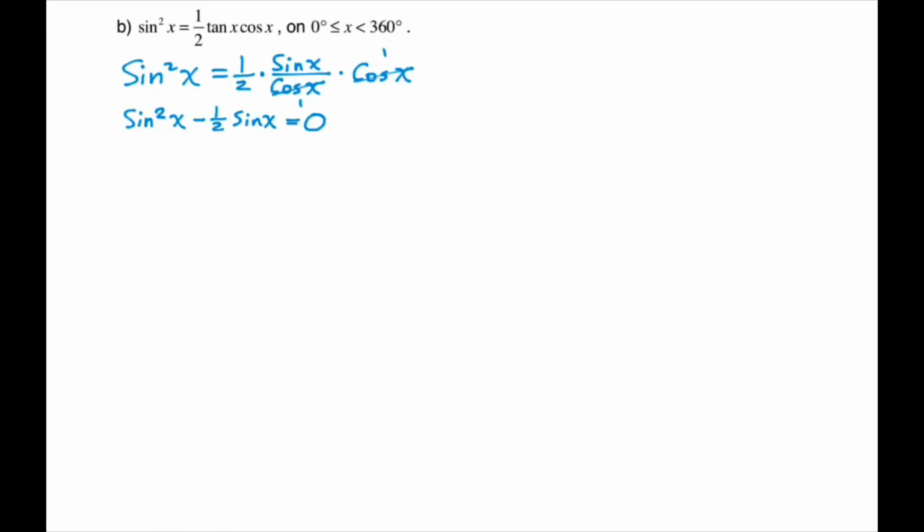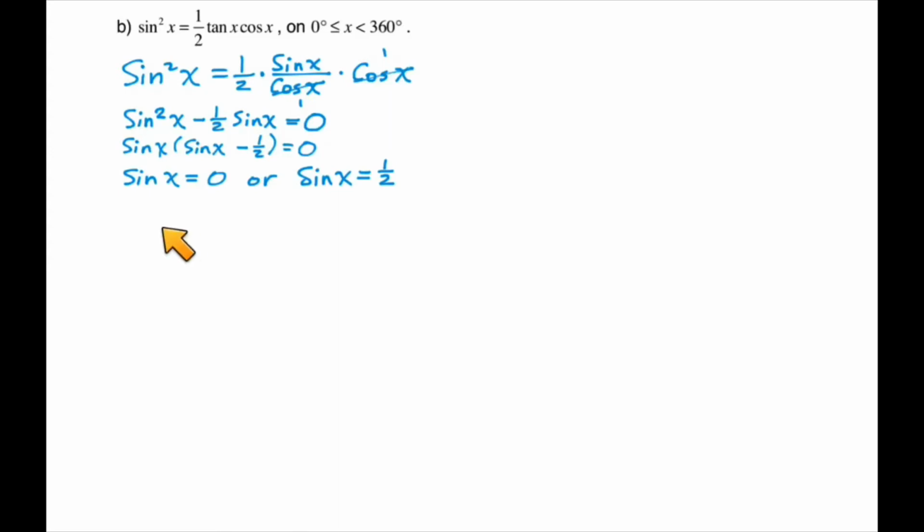From here, I'm going to take out a common factor of sine x. And so now I've got it into factored form. So once I've got it in factored form, either sine x equals 0 or sine x minus half equals 0. I'm going to solve each one of those situations.